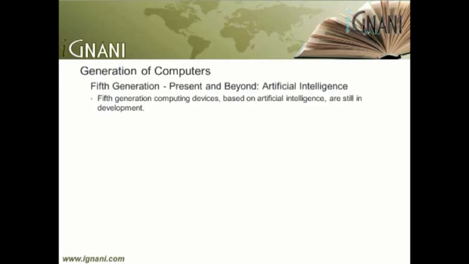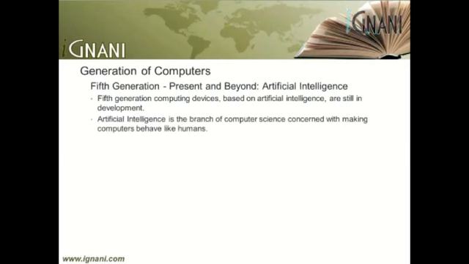The goal of fifth-generation computing is to develop devices that respond to natural language input and are capable of learning and self-organization. Artificial intelligence is the branch of computer science concerned with making computers behave like humans. The term was coined in 1956 by John McCarthy at the Massachusetts Institute of Technology.